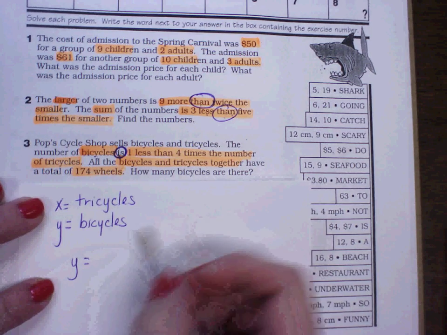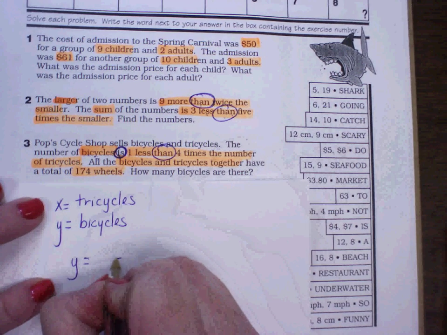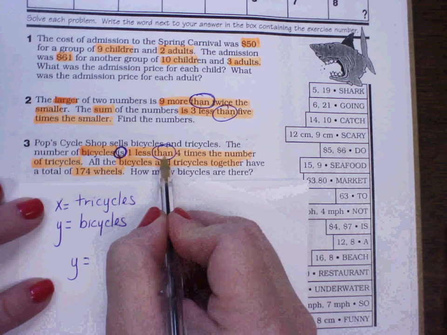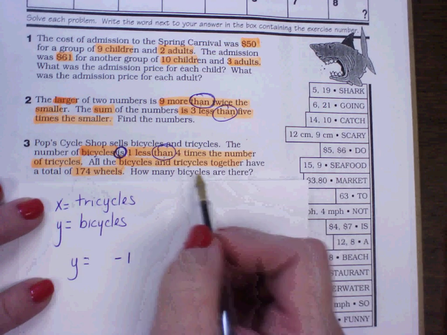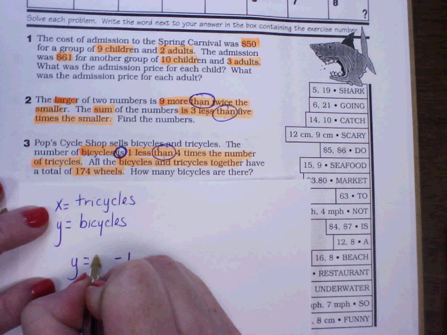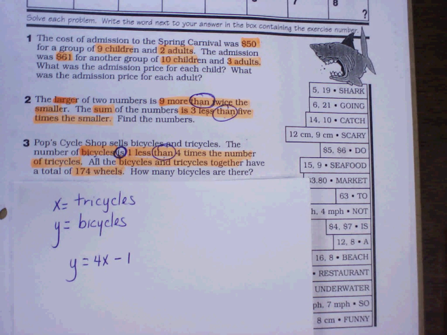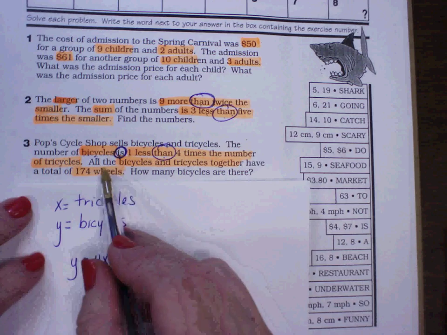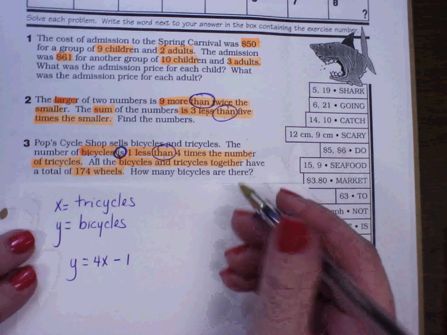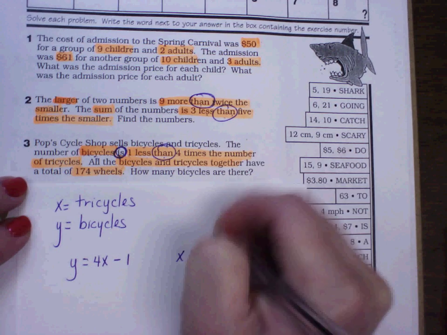Okay, so the number of bicycles is 1 less than, so that should be minus, right? Because whatever goes after less than, you write first. 4 times the number of tricycles. So what goes over here? 4x. See, and I already have it solved for y. My y-intercept is less than -1, so I'm good to go. I should use the y equal to solve this. All right, all the bicycles and tricycles together. X plus y, thank you. Have a total of 174 wheels.